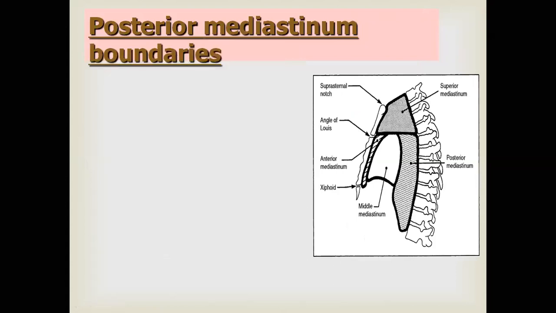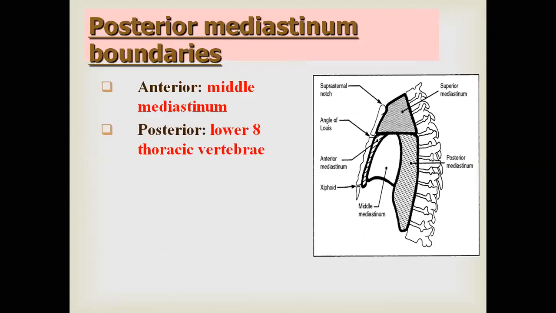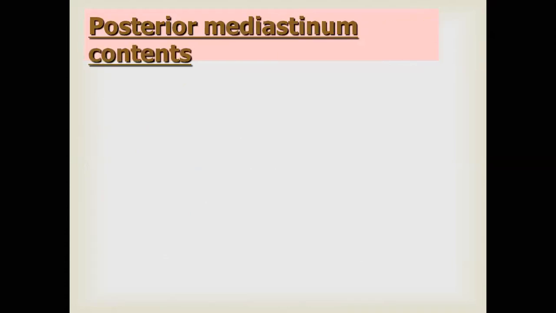The last one is the posterior mediastinum. We finished the boundaries of the posterior mediastinum. What is the content of the posterior mediastinum? The content will be the esophagus. The first organ you will see here is the esophagus. And running with the esophagus there is a narrow tube named the thoracic duct. The thoracic duct is lymphatic.